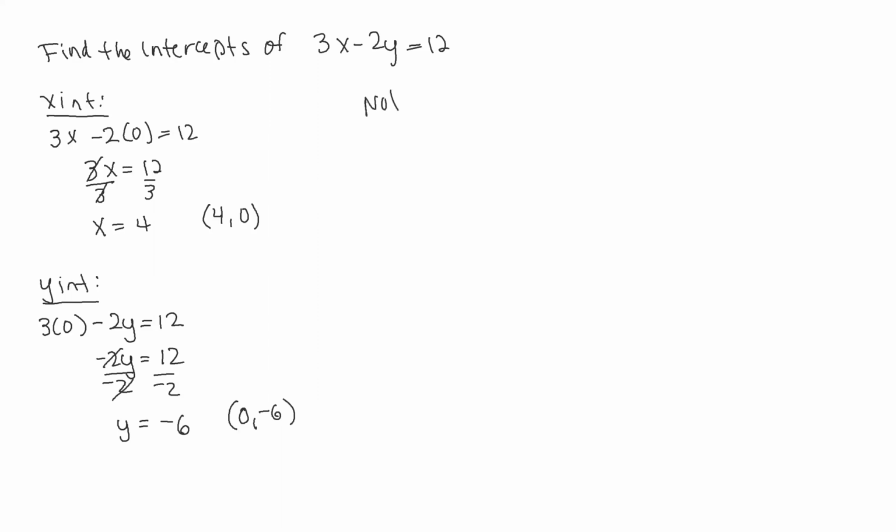Please note, intercepts are 2 distinct points. They're 2 totally different points on the line. So intercepts must be written as two distinct ordered pairs.